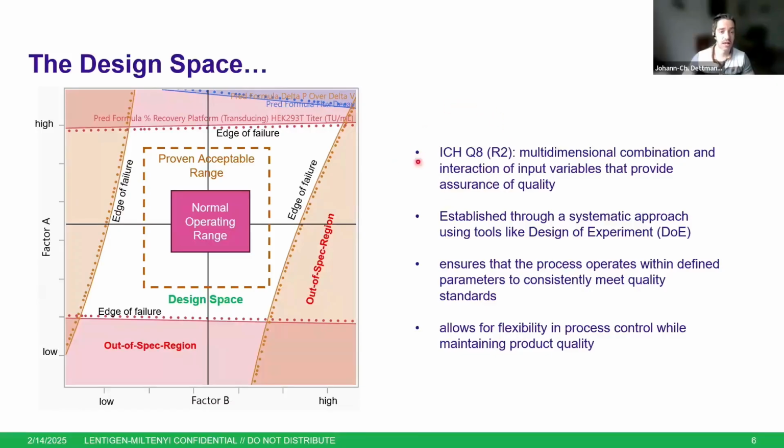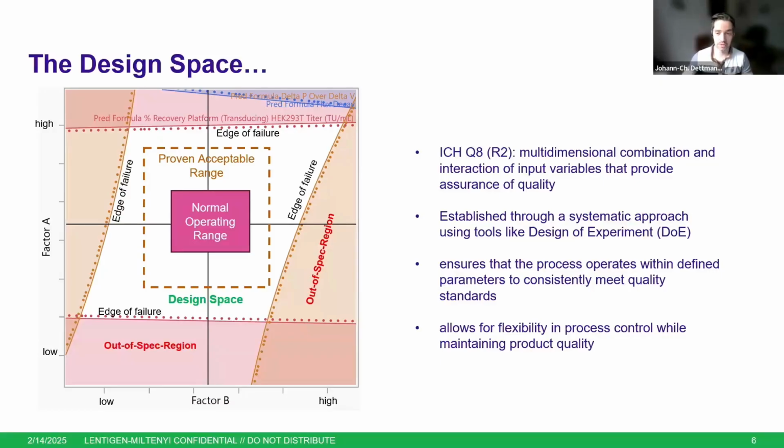It is a concept which is outlined in the ICH Q8 as a multidimensional combination and interaction of input variables that provide assurance of quality. It is established through a systematic approach involving the optimization of critical material attributes and also process parameters using tools like design of experiment. The design space furthermore ensures that the process operates within defined parameters to consistently meet the quality standards and product specifications.